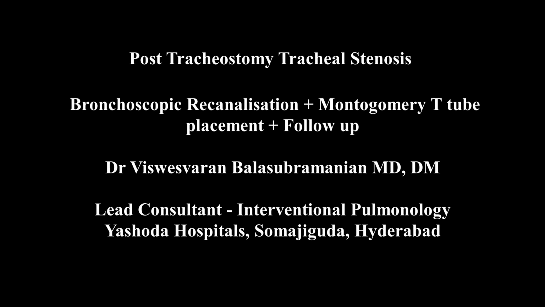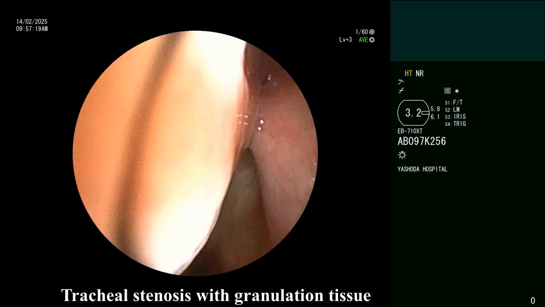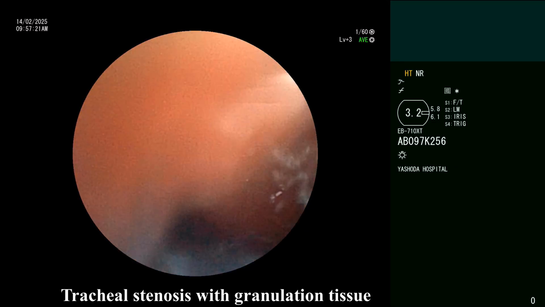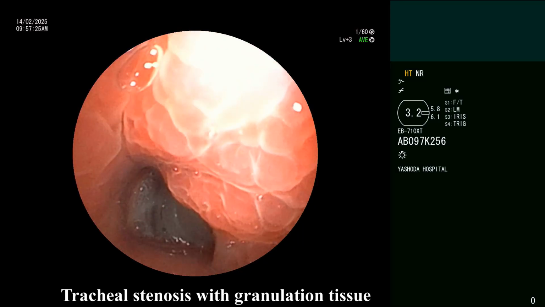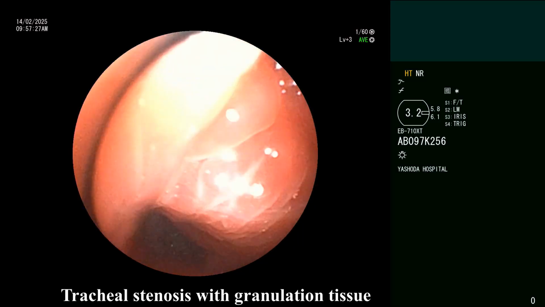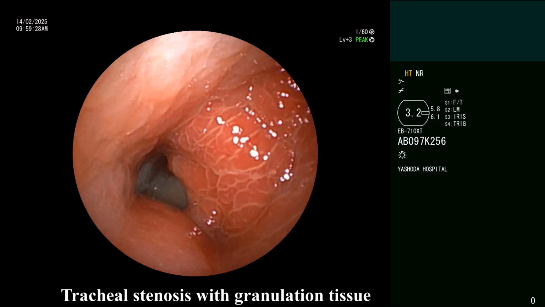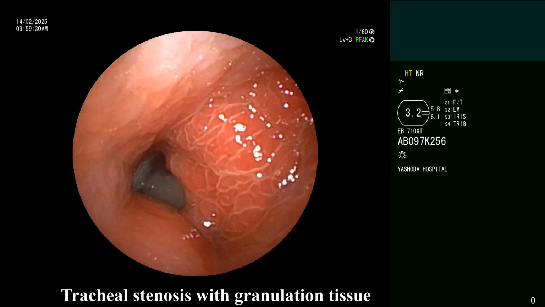Hello friends, today we have this patient who is an 80-year-old male with an underlying interstitial lung disease who had a post-tracheostomy tracheal stenosis. As you can see from the bronchoscopic picture here, there is a presence of a tracheal stenosis just above the tracheostomy port along with evidence of granulation tissue.